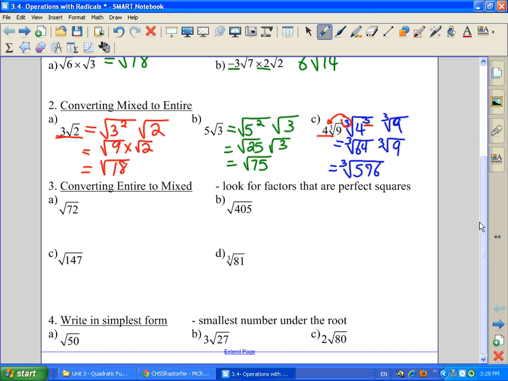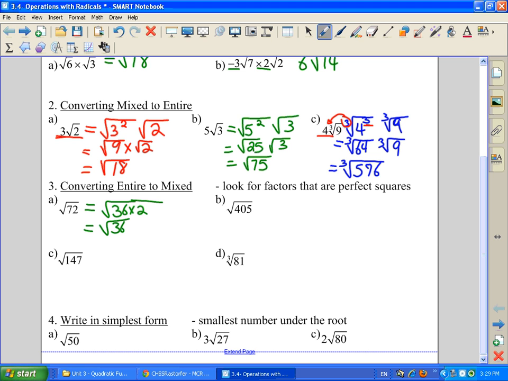I missed 36 in there, 25. All of those are the numbers we're looking for. So taking a look at 72, the biggest perfect square that goes in there is 36. It's 36 times 2, because 36 times 2 is 72. Then you can break them up into 2 parts.